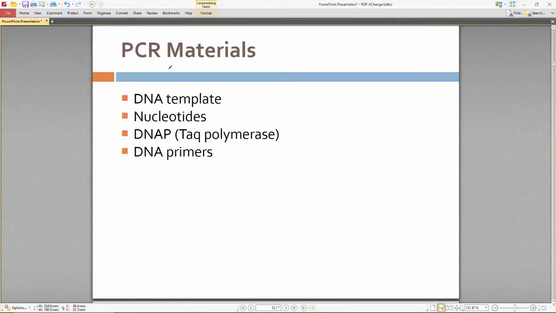So what does PCR need? Overall, we need a DNA template. This is the target sequence on the DNA that we're interested in amplifying. Then we'll need nucleotides. Then we'll need a DNAP, but in this case we'll use a specific polymerase called TAQ, and we are going to need DNA primers.